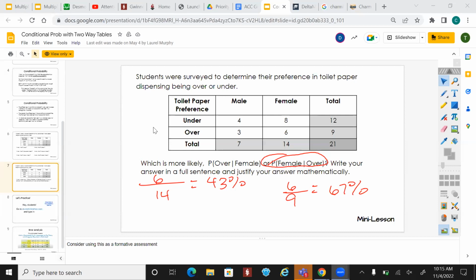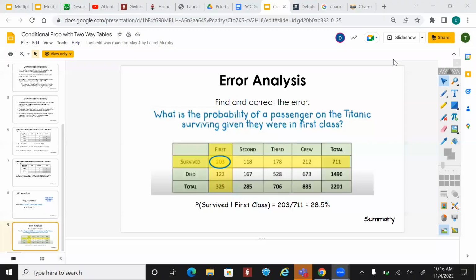Okay, I want us to take a look at this error analysis question. It says, what is the probability that they survived given that they're first class? That means out of the first class people, how many survived? So it's going to be 203 divided by 325. Yeah, given that they are first class.